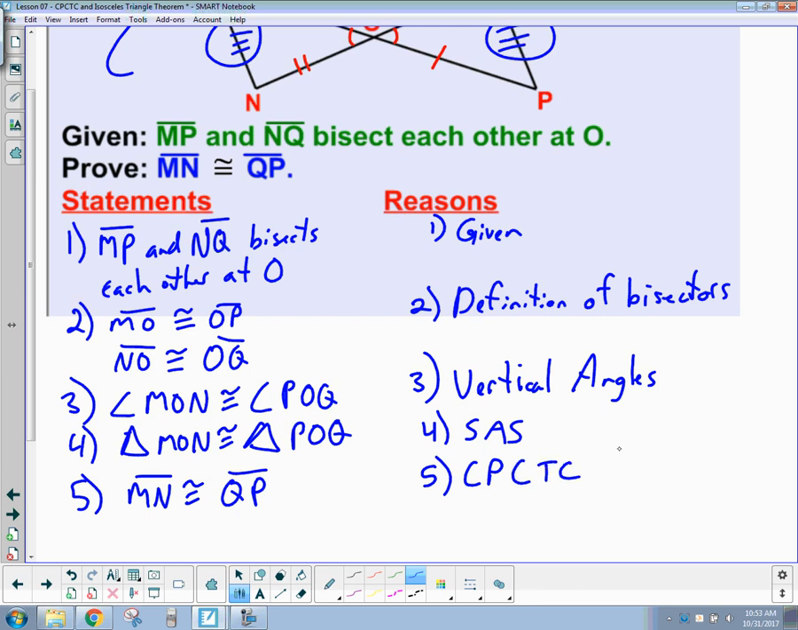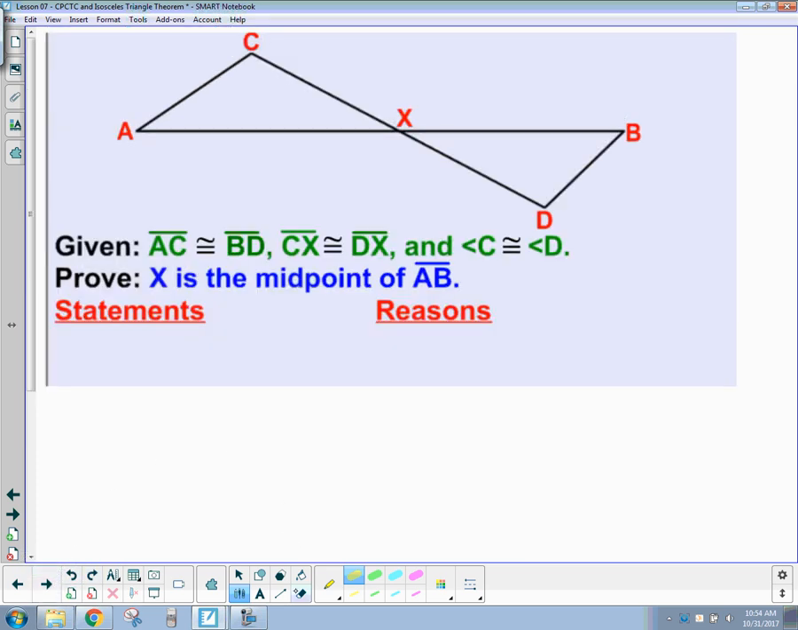And like I stated before, you've got to prove the triangles are congruent first. Let me get my highlighter. You've got to prove they're congruent first before you can use CPCTC. Okay? Alright. Let's keep going. Alright. Change my pen back.